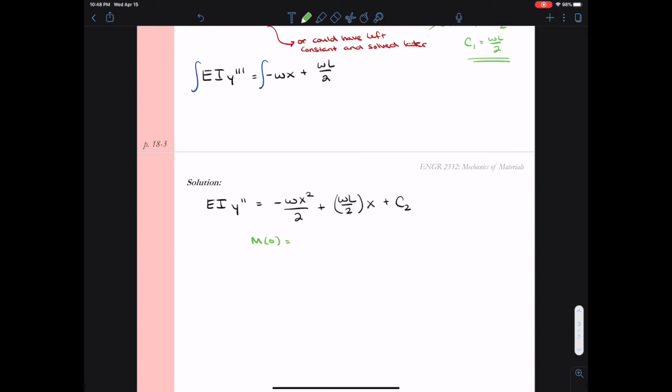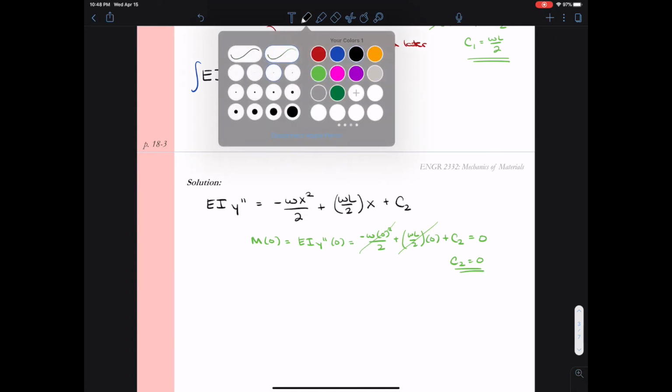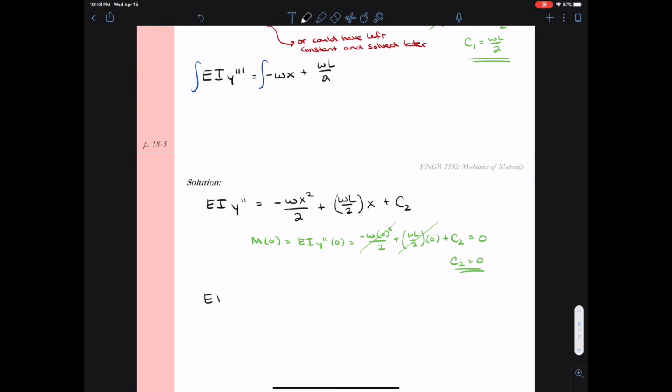Now I know that the moment at 0, which is EIY double prime of 0, has to equal 0. So let me go ahead and plug in 0. Wherever I see x, I'm plugging in 0. And I know my moment at 0 has to be 0. So I plug in the value of 0 and I see that C2, my constant of integration, also has to be 0. So one of the benefits of calculating some of your constants along the way is that they'll go to 0 and then you can remove them from your math work.